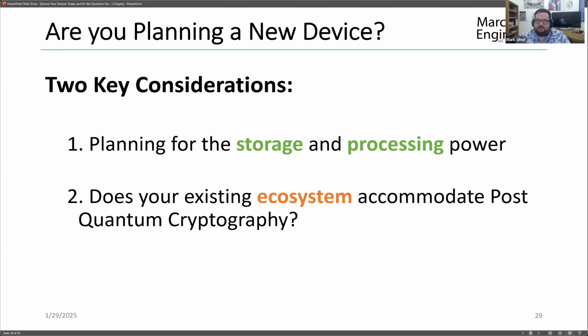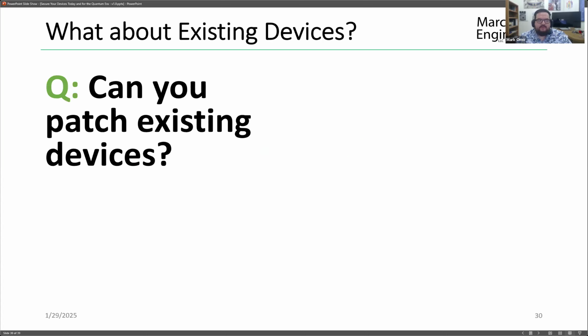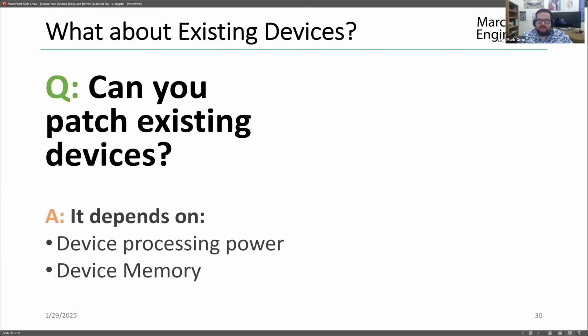So it's not just about your device. It's about how you interact with your existing systems, with third parties, with people you integrate with. How is post-quantum cryptography going to integrate into that life cycle? And the other one is, can we add this to existing devices? It really depends on whether you have enough space and processing power for these new algorithms.